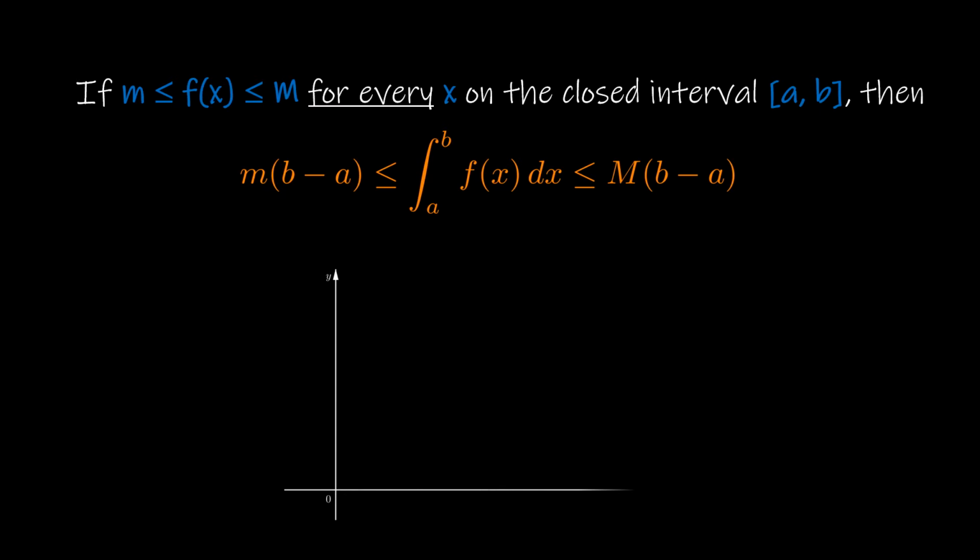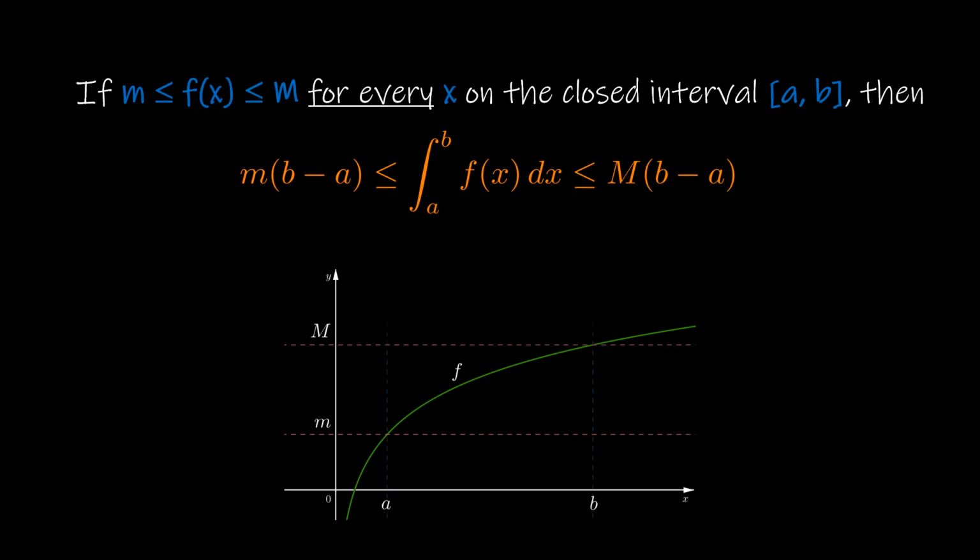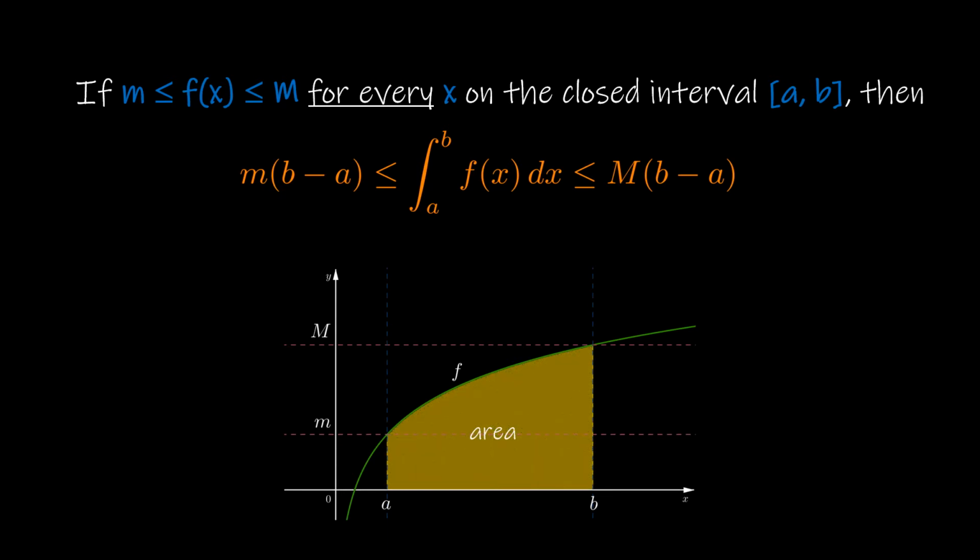Please refer to the graph of a function f in the figure. The inequality means that if f is confined by two numbers small m and large M on the closed interval a, b, the area bounded by f and the x-axis is lower bounded by the area of the rectangle small m times b minus a, and upper bounded by the rectangle large M times b minus a.